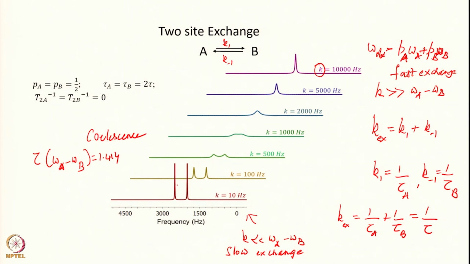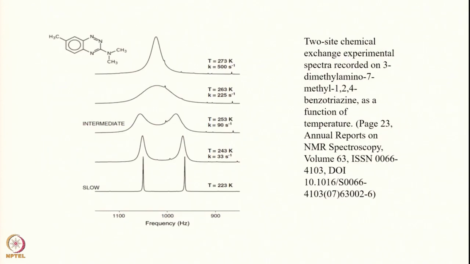When you do it as a function of temperature, at very low temperature you will see these two separate lines. So you take them as omega A and omega B, okay, and then you substitute that here. Then at the coalescence temperature or coalescence condition you can find out what tau is, and once you know tau you can calculate the exchange rate. Okay. So let me show you an experimental spectrum of this.